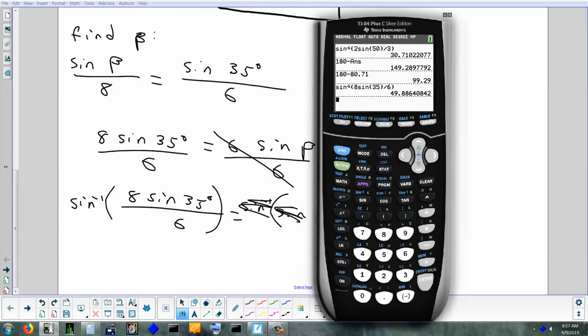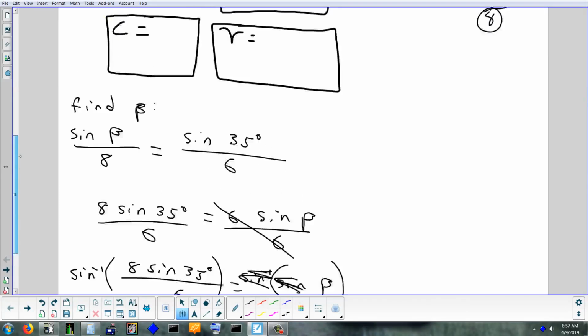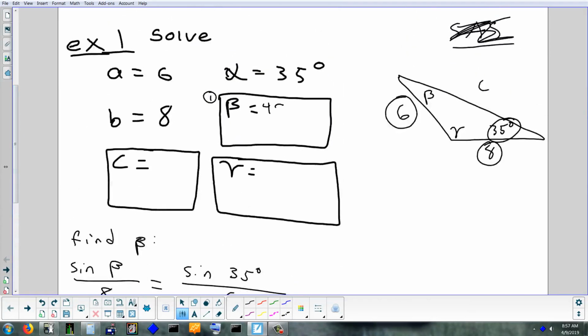So yeah, we get 49.886. So, assuming I've typed everything in correctly up to this point, is this a no solution problem? No, I just got a solution. 49.886. So let's put that right there. Now, can I go on to find gamma, or is there something else I have to do with beta?